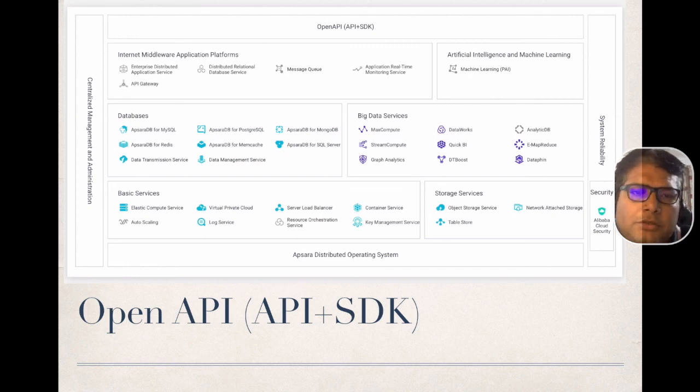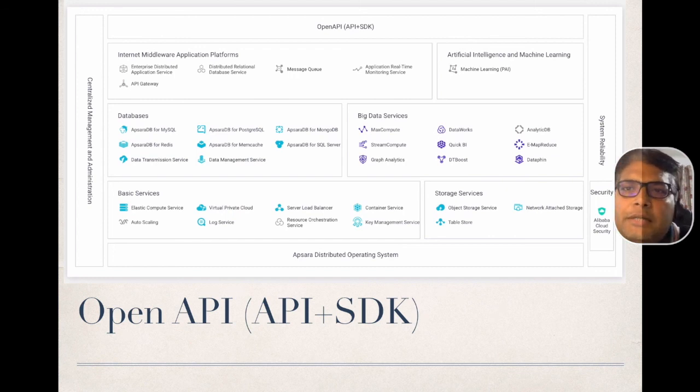Object Storage Service is more around SAN, and it also fulfills the need of a data lake. Network Attached Storage is more around NAS and file storage, and Table Store is more around a tabular form of data store, which is more like a PaaS. Alibaba Cloud Security is separately shown here, and then this is more around system reliability, and then you have centralized management and administration.